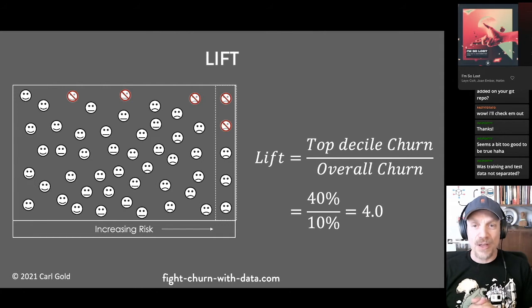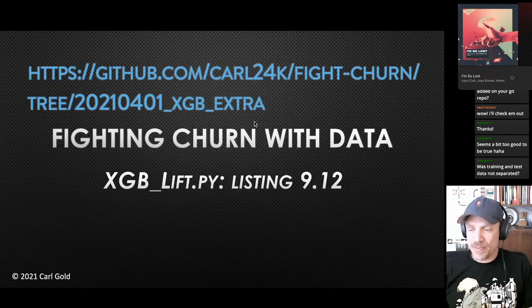Now the point is there's a baseline, a random guessing lift, which is 1, which would mean you had the same number of churners in the top decile as in the overall. So now let's look at a lift calculation for XGBoost.